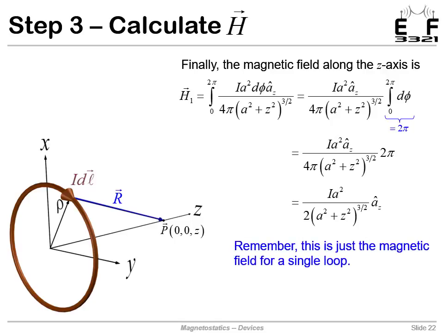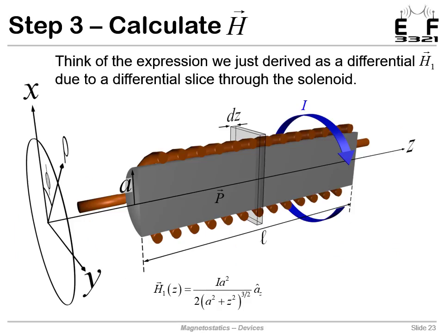So one more reminder, and I know I keep beating on this, but this is just the magnetic field due to one single loop. It's not yet the total. That's the next step. So we derived this expression for the magnetic field due to a single loop. Now back to the solenoid.